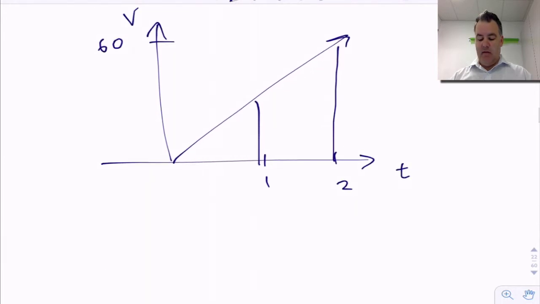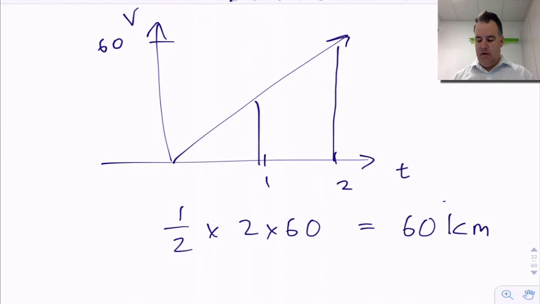If I can work out the area of this triangle, which is a half times the base times the height, we can also see that for this particular car, it's travelled 60 kilometres in those 2 hours. Making these connections is one of the great things that Newton did and Leibniz did when they came up with calculus. The connection between differential calculus and integral calculus we'll talk about later with the fundamental theorem, but just focusing on this, we know that the area under the graph here represents the distance travelled.